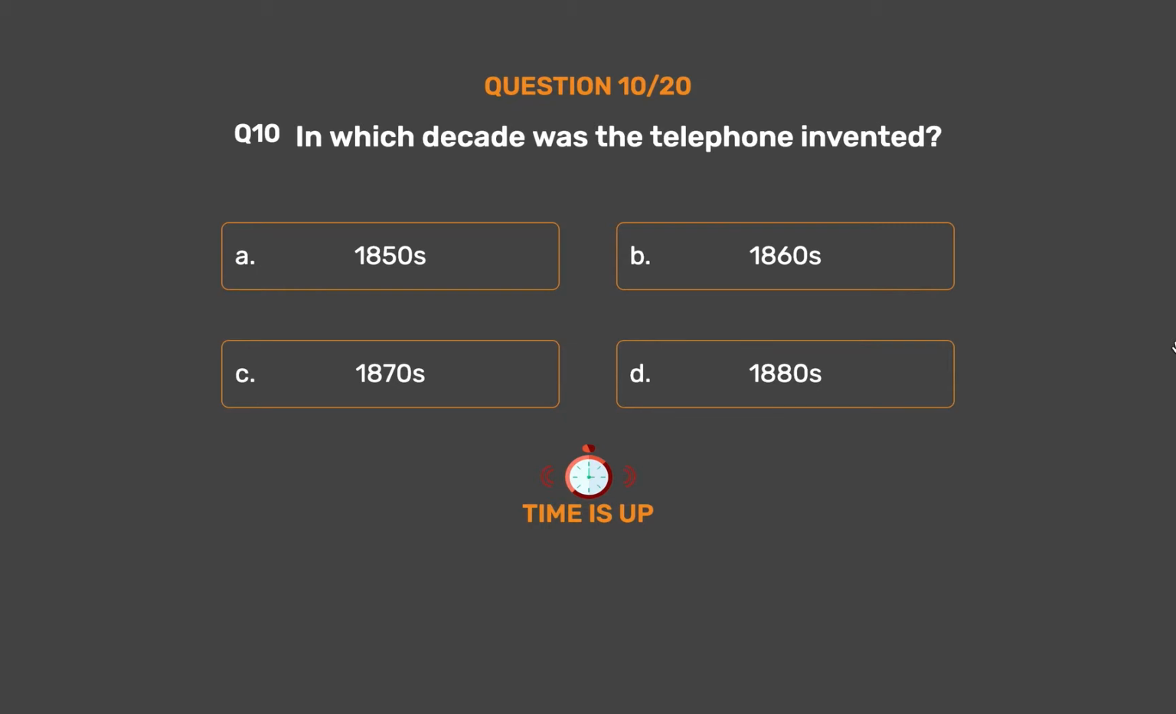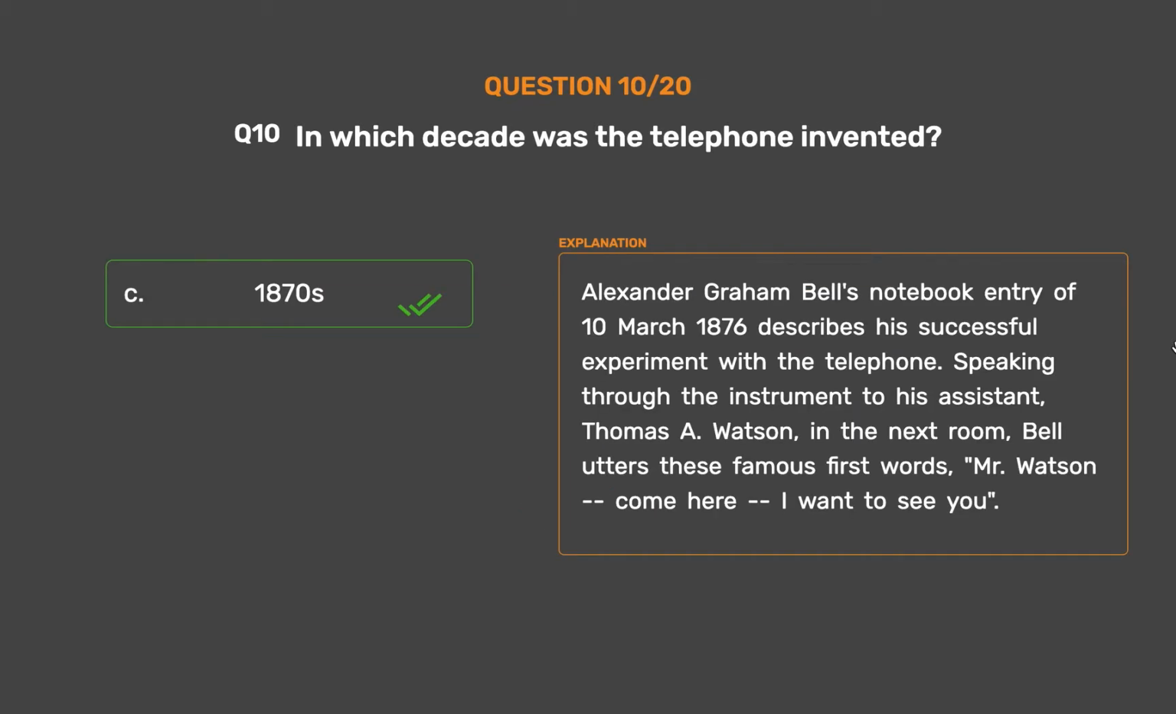The correct answer is option C, 1870s. Alexander Graham Bell's notebook entry of the 10th of March 1876 describes his successful experiment with the telephone. Speaking through the instrument to his assistant, Thomas A. Watson, in the next room, Bell utters these famous first words, "Mr. Watson, come here, I want to see you."